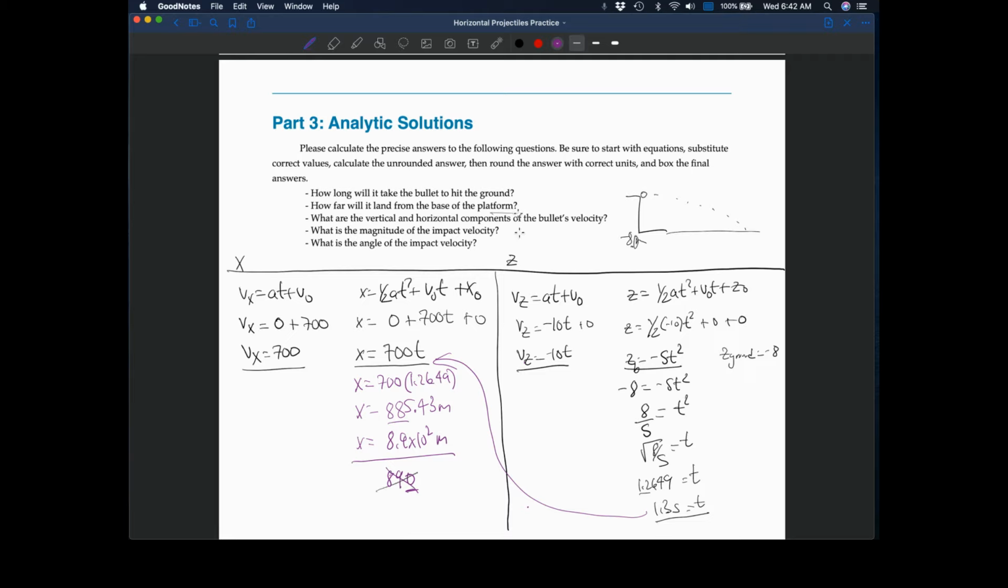So how far will it land from the base? What are the vertical and horizontal components of the bullet's velocity? Well, we know the horizontal is 700. It remains the same. So now we take that number and plug it in here. Vz is minus 10 times 1.2649. And that's then going to give us minus 12.649 meters per second. In two significant digits, that's going to be minus 13 meters per second.